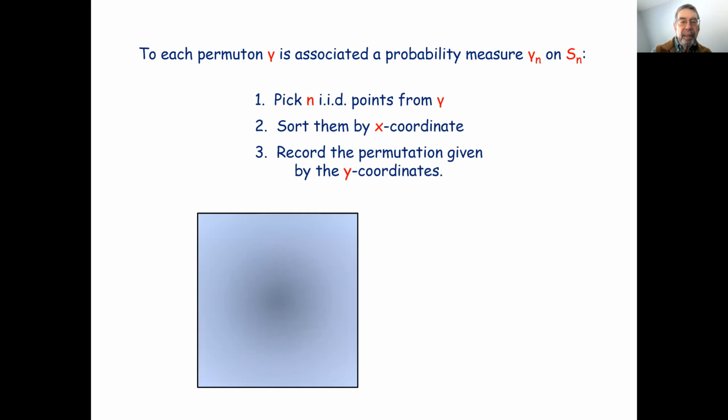For example, imagine this is a permuton. We pick those 3 points from it. And so what permutation would that give us? We look at the y coordinates. We read the x coordinates from left to right. And the y coordinates are middle, top, bottom. So that's the permutation 2, 3, 1. So we now have a way to go from permutations to permutons, and from permutons back to random permutations.